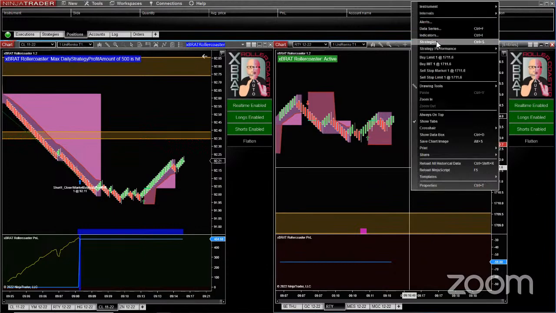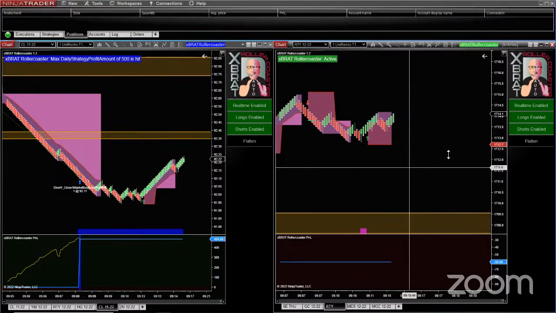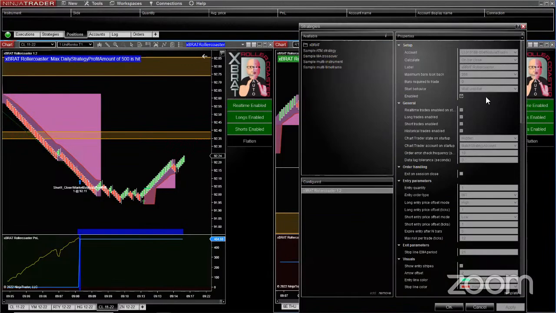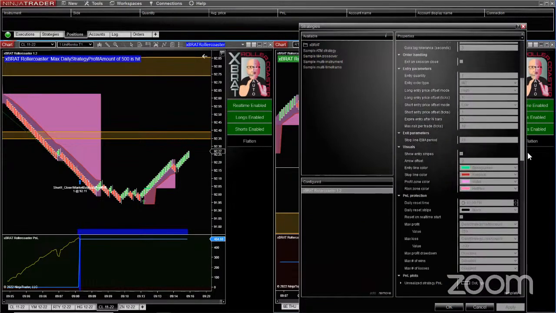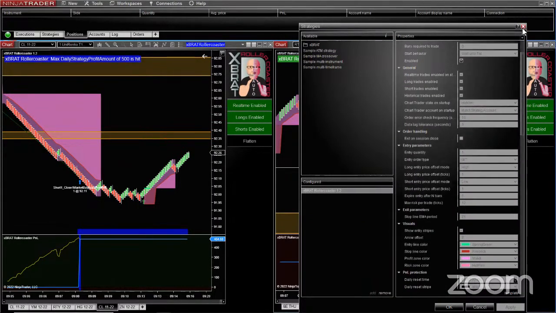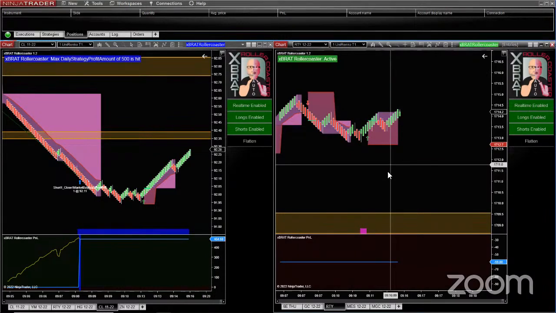One thing I haven't done, let me just check about max profit on this. I don't think I put a max profit on this. Yeah, 750. Okay, and there's a max drawdown or a max loss of 500, but I've just made 500 on oil.